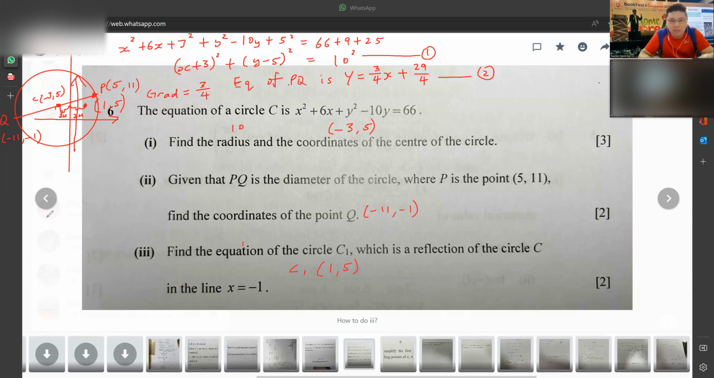No, wait, why is it 1, not negative 1? Because of reflection. But it is x equals negative 1. Yeah, x is negative 1. X equals negative 1 is the line of reflection. Here is my negative 3. This is negative 1, x negative 1. So this x is 1. Here to here, how many units? 2 units, right? So here to here will be 2 units also. Understand? The mirror is this line. This line is the mirror.